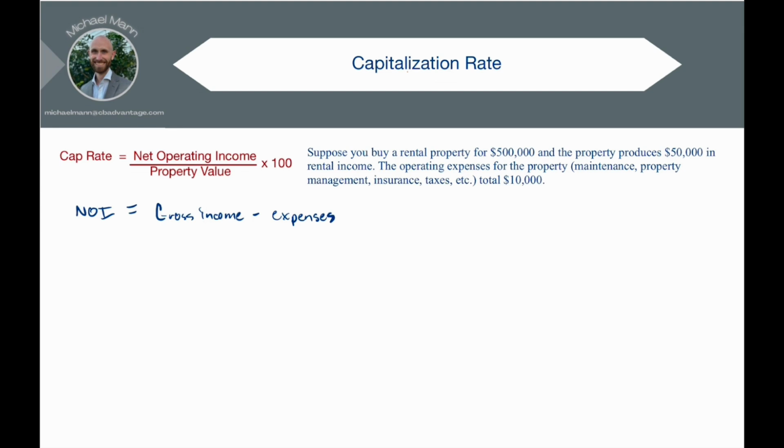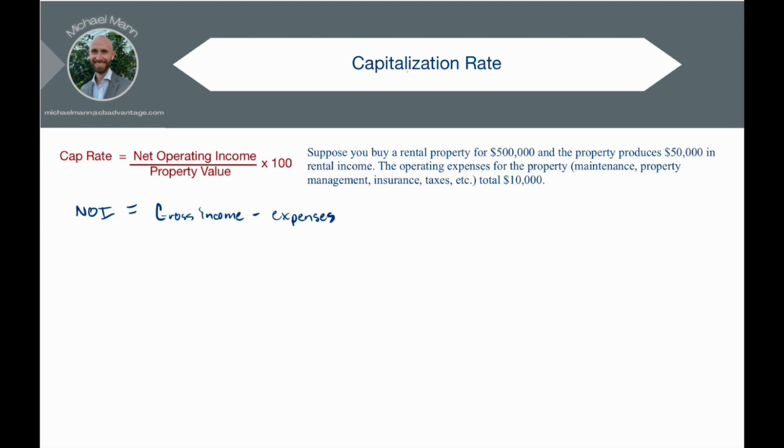Now, the property value, like I said, is the market value or the amount that's paid to purchase the property. So let's look at this example that we have off to the side over here. Suppose you buy a rental property for $500,000 and the property produces $50,000 in rental income. The operating expenses for the property total $10,000. Now, there's a list of a bunch of things that could be operating expenses. So if you're going through and calculating your own potential capitalization rate, then these are some of the things that you would look for.